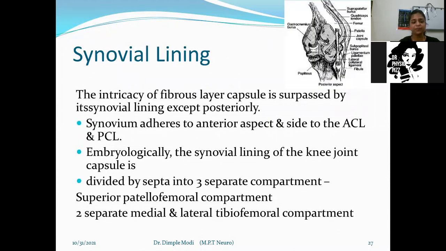The synovial lining covers the whole of the joint, which is very important, and it also gives nutrition. The synovium adheres to the fibrous capsule, except that it adheres to the anterior aspect and sides of the ACL and PCL. Embryologically, the synovial lining of the knee joint capsule is divided by septa into three separate compartments: the superior patellofemoral compartment and two separate medial and lateral tibiofemoral compartments.